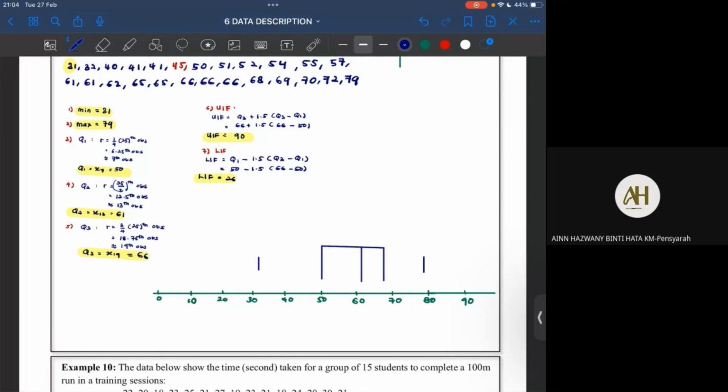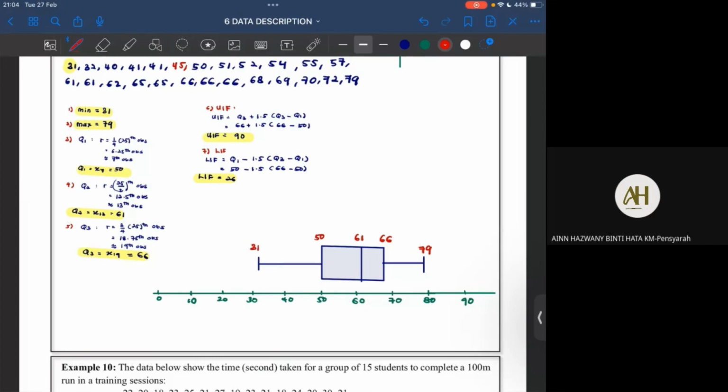Okay, so Q1, Q2, Q3 akan membentuk box. So let's draw our box. Tak payah colour lah. Okay, minimum dengan maksimum akan jadi whisker kita. So sambungkan. Okay, now we are going to label. So minimum kita ialah 31, maksimum kita 79, Q1 kita 50, 61, 66. Okay, selesai 5 perkara dekat situ.